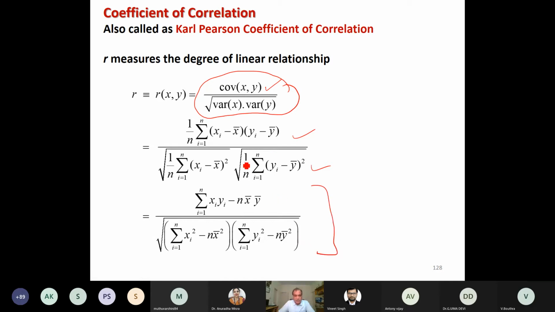And if you try to expand this summation xi minus x bar whole square, it can be very easily written as summation xi square minus n times x bar square. So either you use this term or this term, that doesn't make any difference. And one of the popular symbols to indicate this correlation coefficient is r. Right.